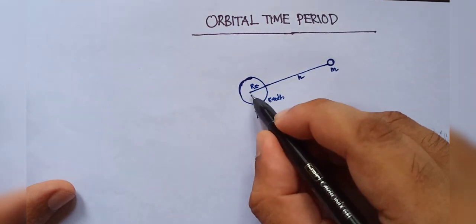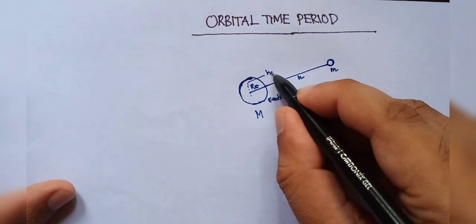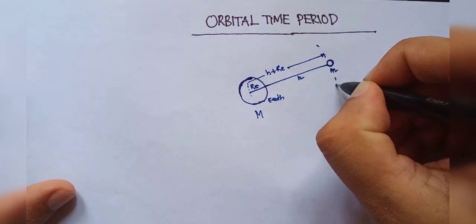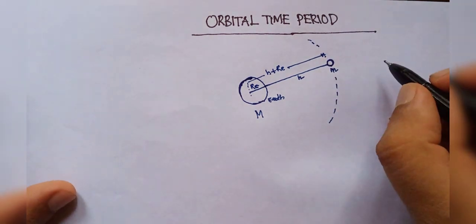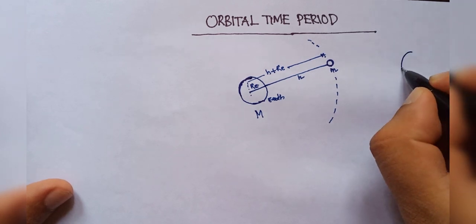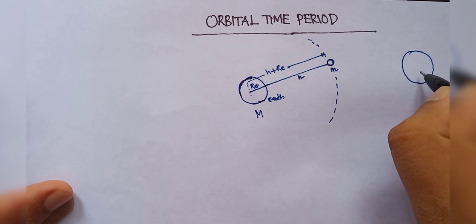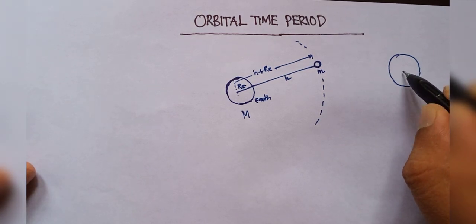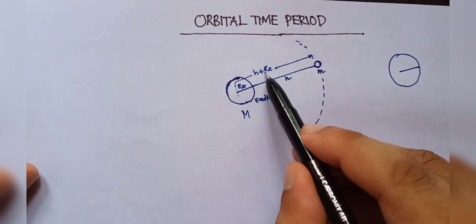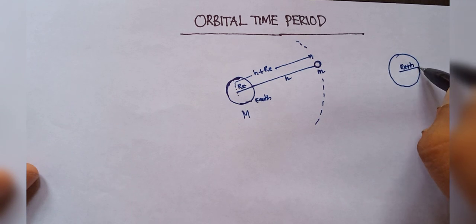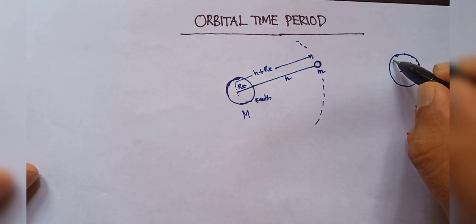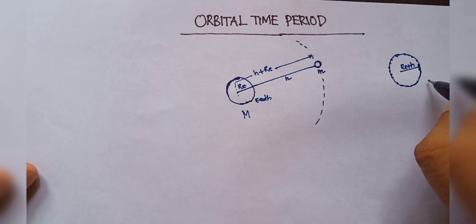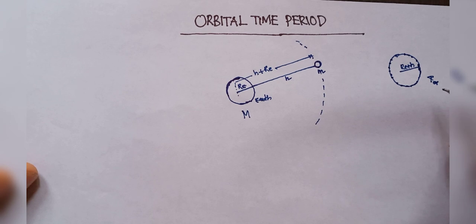Now the total distance we have already seen is h plus Re, or Re plus h, which is one and the same. Now this object is going to produce a circular motion. Assume that this is a circular path, though my drawing may be shabby sometimes, and consider this as the radius, Re plus h. This point mass continues its movement in a circular motion. So when it completes one revolution, that is the time of the orbit. That is the orbital time period.